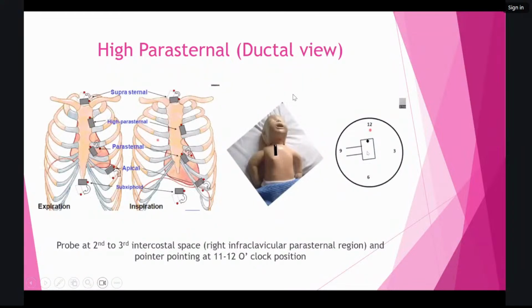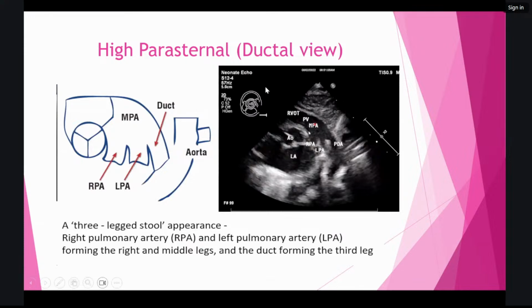So the high parasternal ductal view, the probe is kept at the 2nd to 3rd intercostal space in the right infraclavicular parasternal region, and the pointer is towards the 11 to 12 o'clock position. So we can see a three-legged stool appearance, the right pulmonary and the left pulmonary artery forming the right and the middle legs, and the duct forming the third leg.